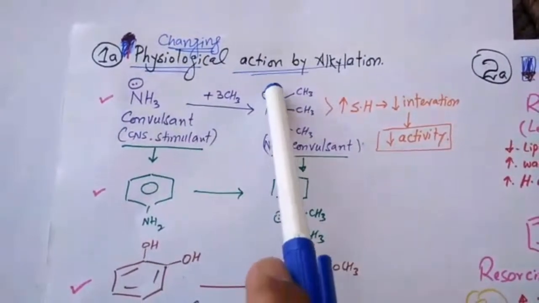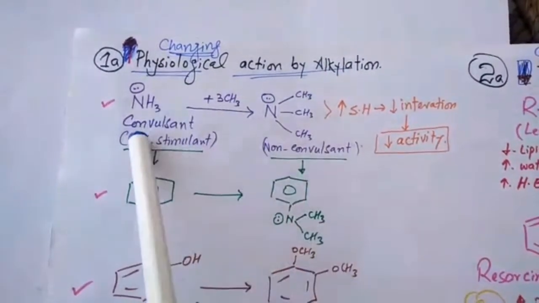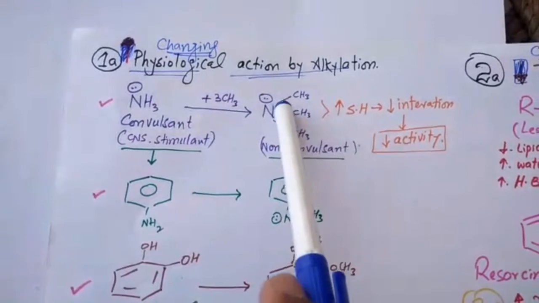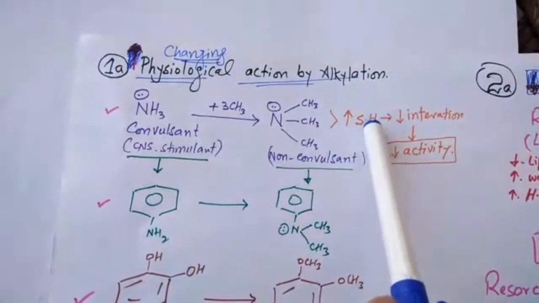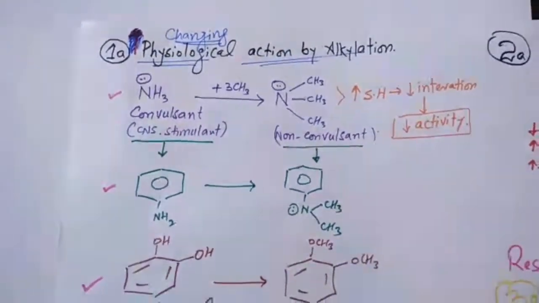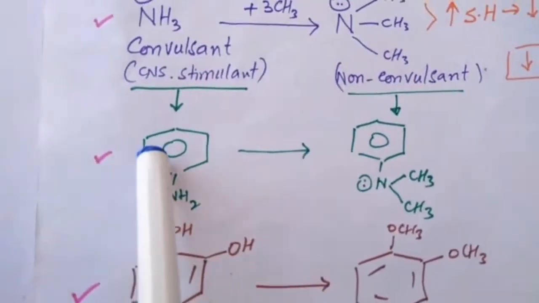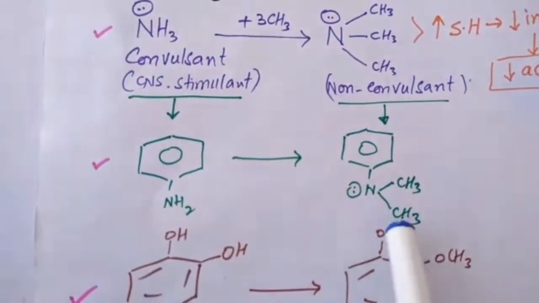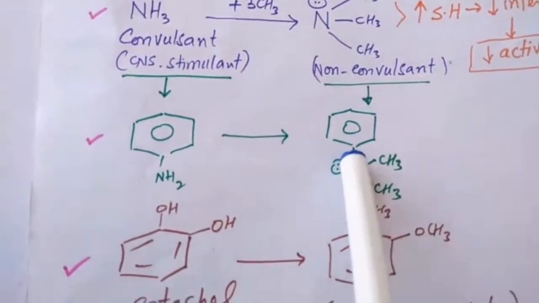But the approach of this molecule to the target protein or enzyme to create this CNS stimulation is difficult due to this increased steric hindrance. Once there is increased steric hindrance, there is decreased interaction with the target protein and enzyme, and decreased activity. Same is the case with aniline. Again, this is a CNS stimulant, and this methylated aniline is non-convulsant. It's not a CNS stimulant.